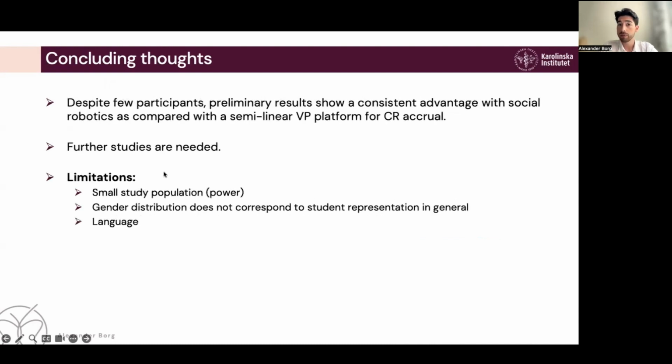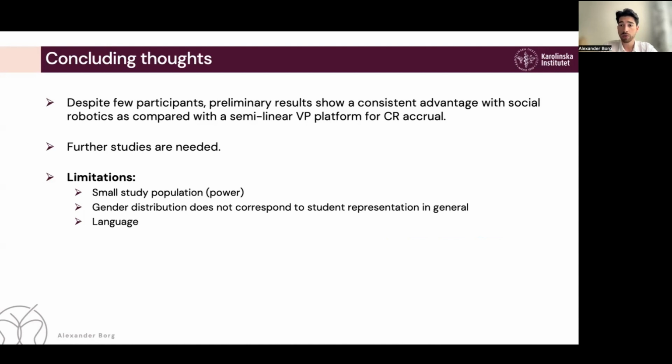Well, despite having a very small study group, we observed a trend in our results showing that the social robotic platform was a strong platform in comparison to the already used platform VIC for VP simulation and the accrual of clinical reasoning skills. I've not included all of the items in the previous slides, but these trends stayed true even for the other ones. However, further studies are of course needed in order to be sure.